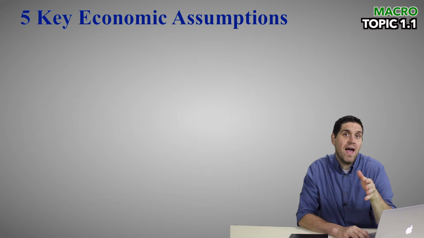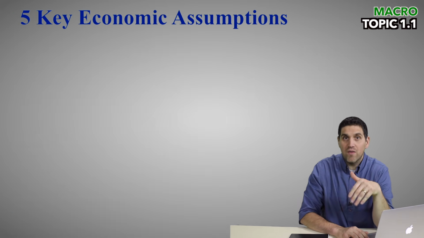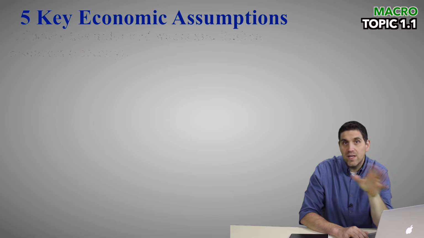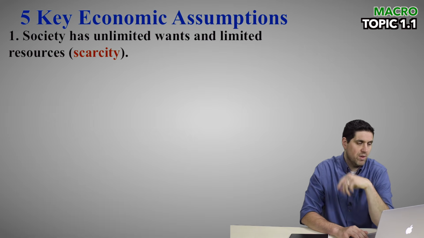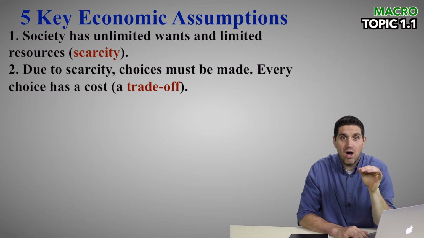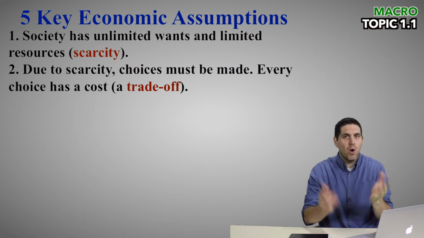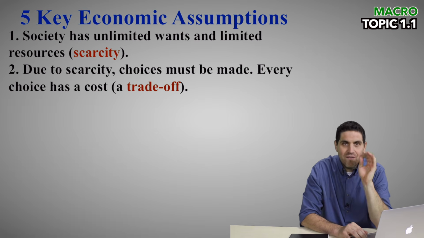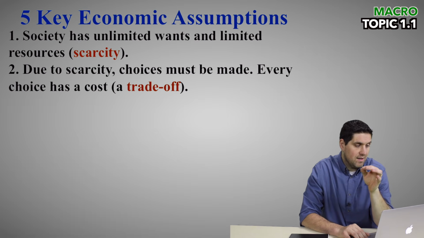Okay, there's 5 key economic assumptions. I'm going to go over each one of them pretty quick. The first one, all resources are scarce. We have unlimited wants and limited resources. And because of that, we're forced to make choices, and everything has a cost. Your teacher probably already told you there's no such thing as a free lunch, right? So everything has a cost, something that you gave up to get it.